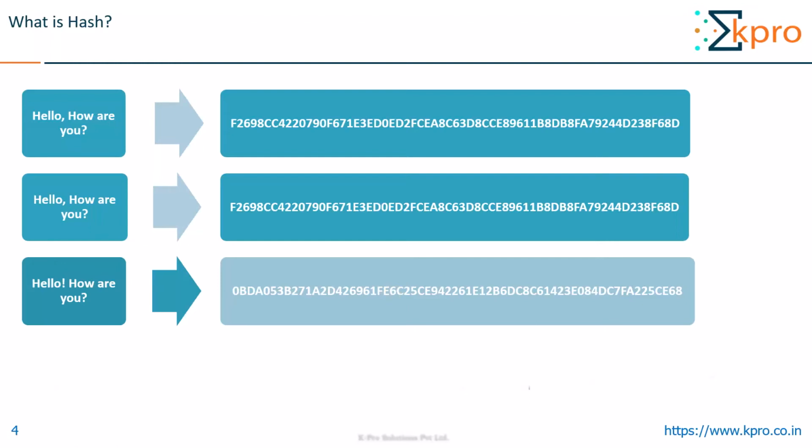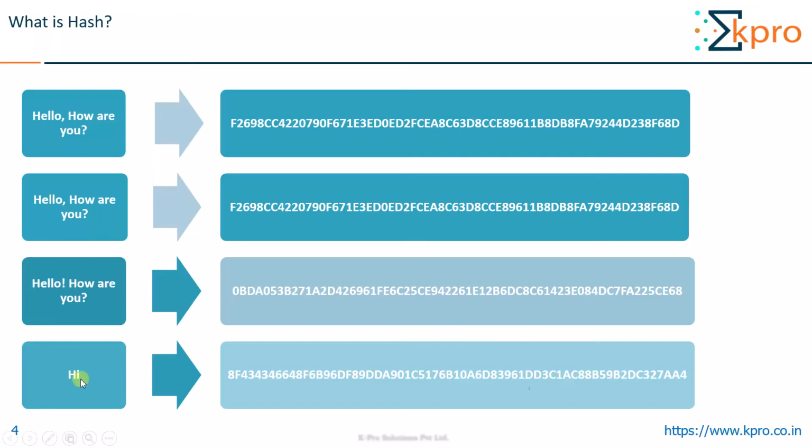Another property is that irrespective of the length of the input string, the length of the output hash is always fixed. Here you can see I provided a very small input string, which is just a 2-letter input string. But you can see that the output string is of the fixed length. It is this property that makes it extremely difficult to guess the length of the input string by simply looking at the output hash. So this is what basically the hash is.